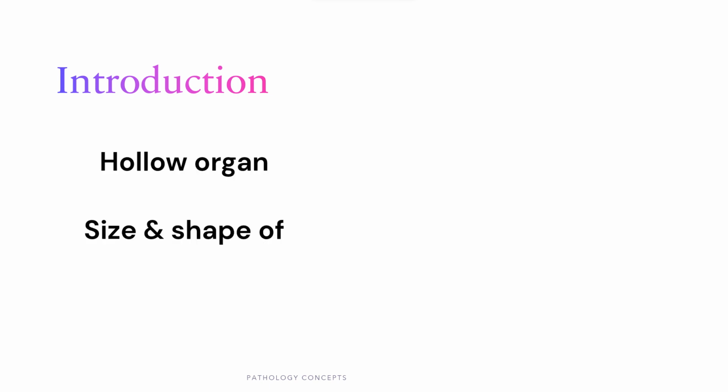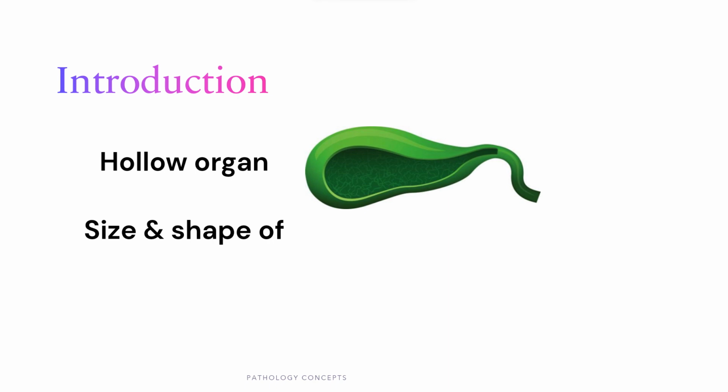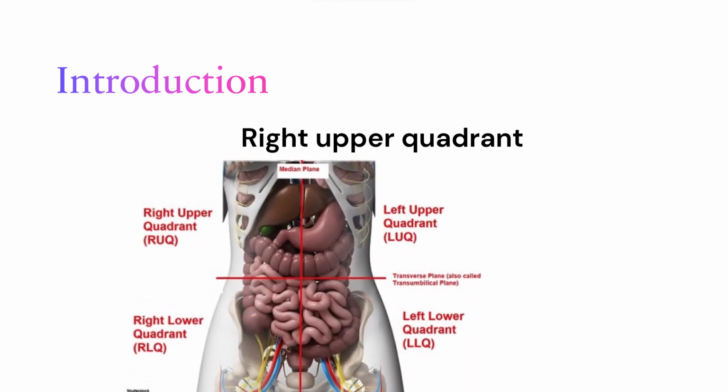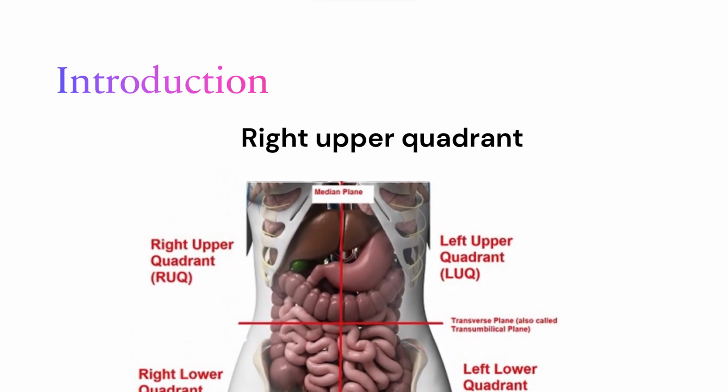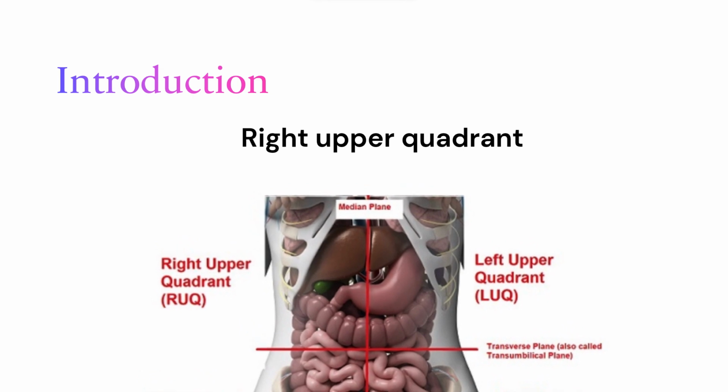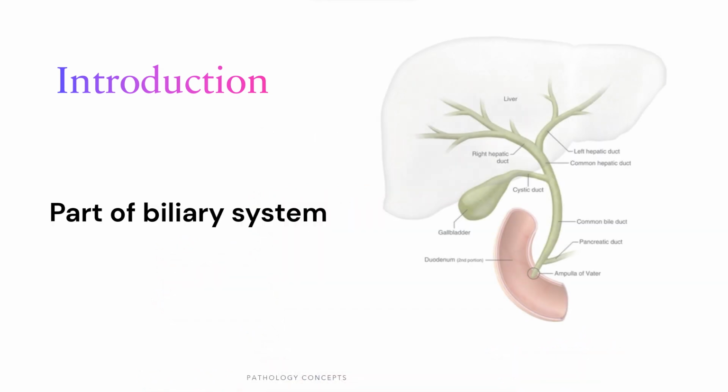Introduction. The gallbladder is a small hollow organ about the size and shape of a pear. The gallbladder lies in the right upper quadrant of the abdomen, affixed to the undersurface of the liver at the gallbladder fossa. It is a part of the biliary system.